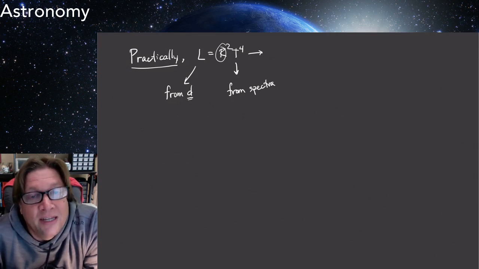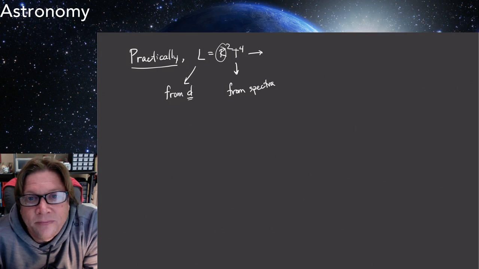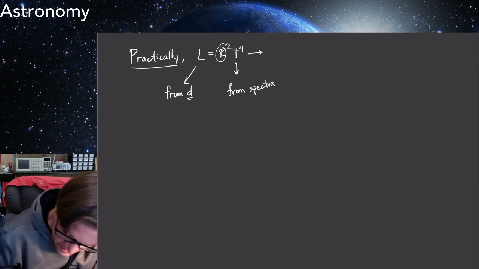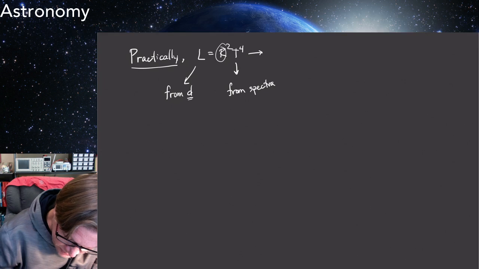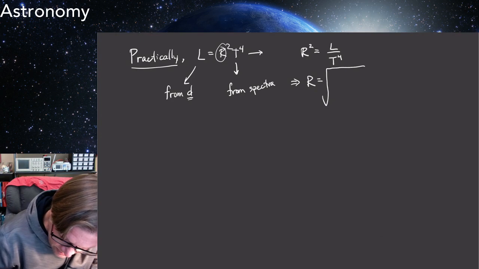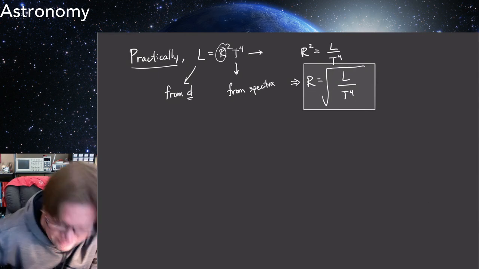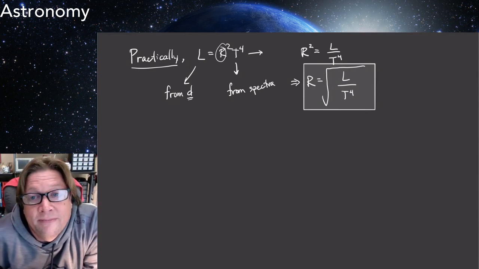So calculating R is an important thing. We'd like to know how big these stars are. If we know L and we know T, we can solve for R. We just do a little bit of algebra. R squared is equal to L over T to the 4th. And if I want to solve for R, I take the square root of both sides. So R is the square root of L over T to the 4th. This is something that we use fairly often to figure out how large a star is.